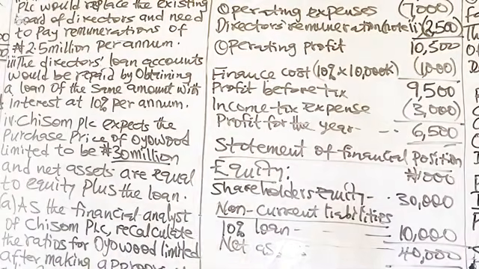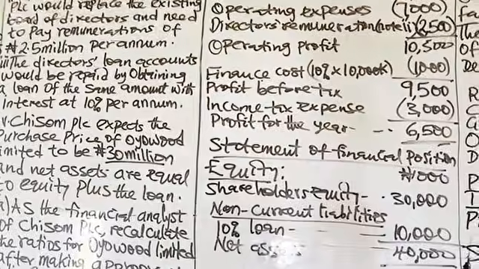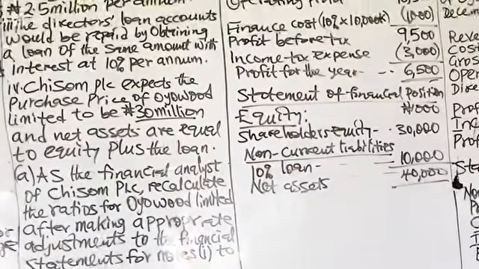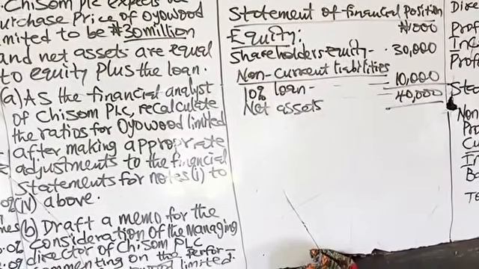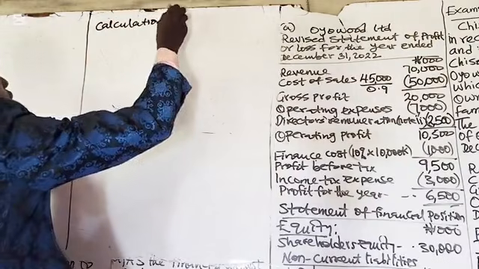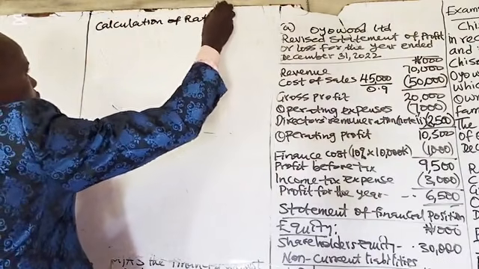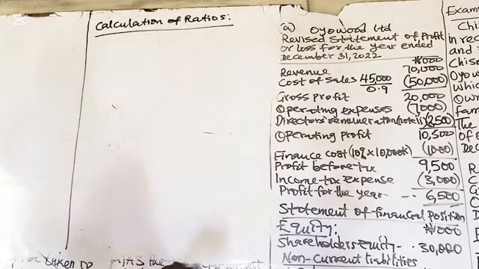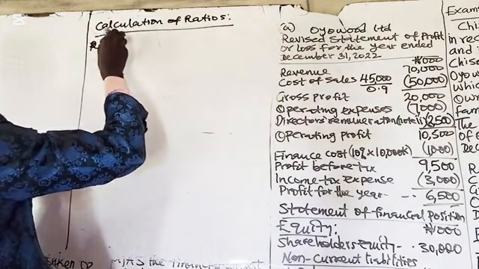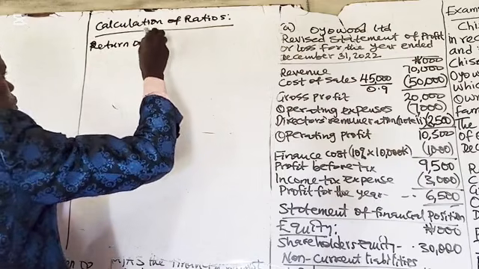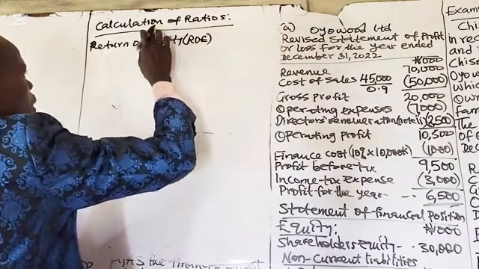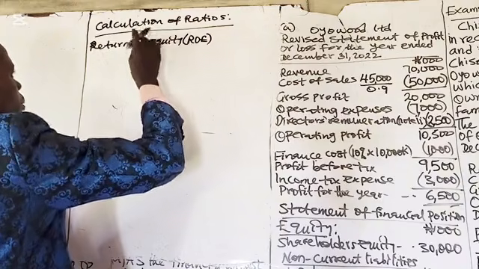So we've adjusted the financial statements as required. Then what further information is required on the basis of the information provided in the question? Calculation of ratios. The first ratio given in the question is return on equity, which is ROE.